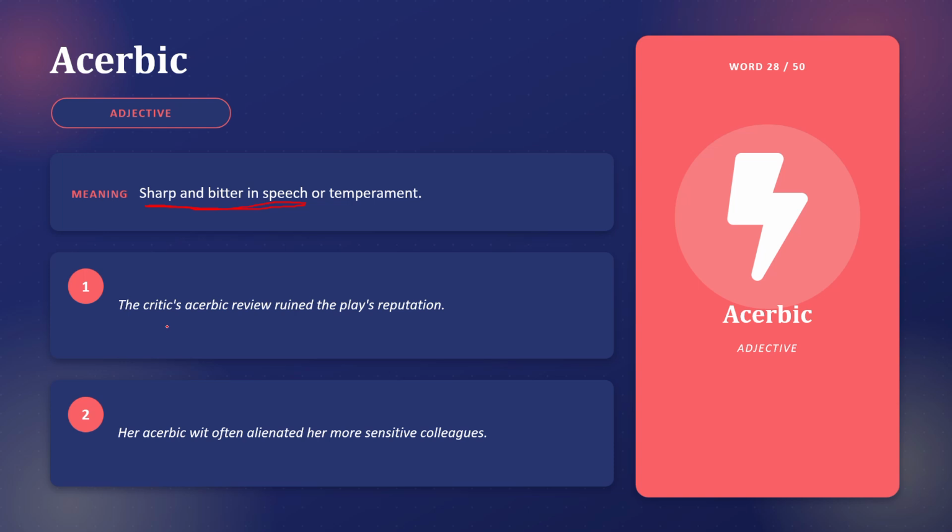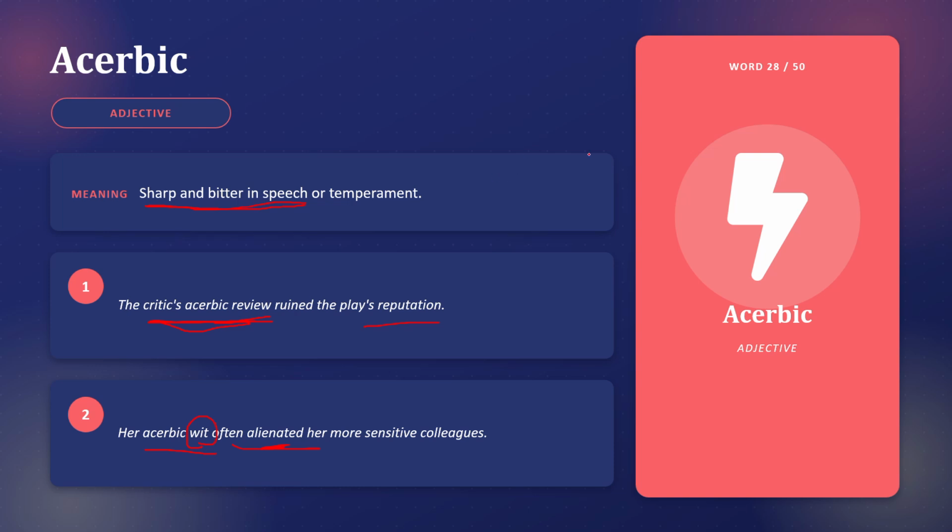The critics' acerbic review ruined the play's reputation. Second, her acerbic wit. Wit is intelligence. Often alienated her more sensitive colleagues. Alienate means to make someone feel isolated or distant.